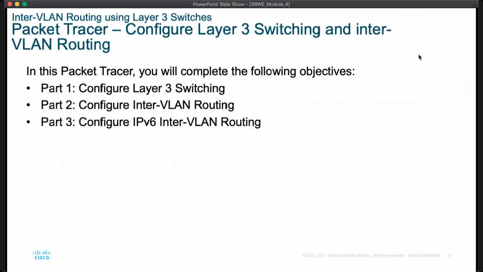So here are the Packet Tracer exercises in order to understand the concept of layer 3 switching and also inter-VLAN routing. You need to configure in this Packet Tracer. This Packet Tracer will complete the following objectives. First, configure the layer 3 switch. Next, configure inter-VLAN routing. And next, configure IPv6 inter-VLAN routing. This Packet Tracer you can get from our NetAcad website.